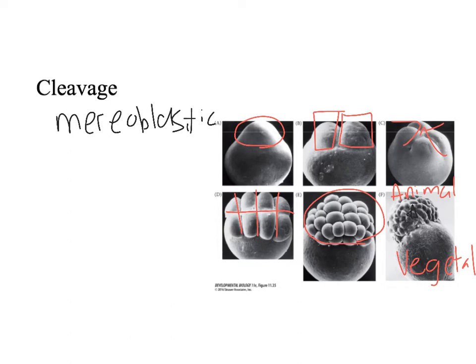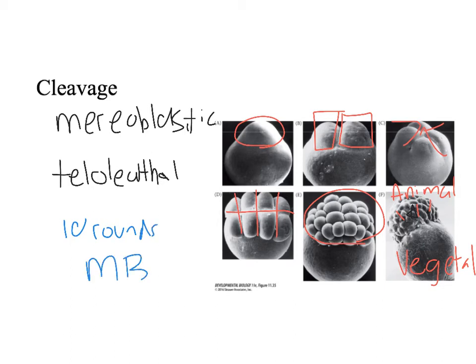After a while, this begins to result in what's called a telolecithal arrangement, telo meaning far, lecithal meaning yolk. So the cleavage is happening far from the yolk. After 10 rounds of division, something special happens called the MBT.